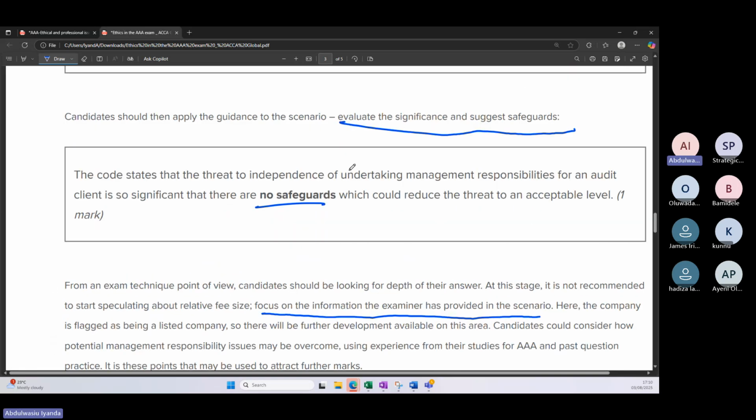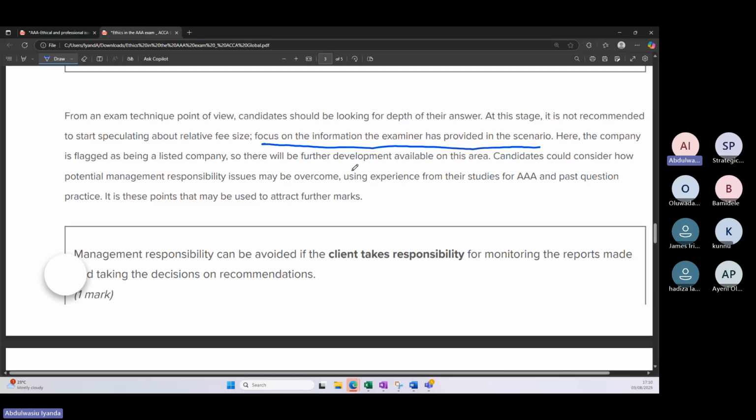So you suggest one, and the final thing, let's walk through it together. Here, the company is flagged as a listed company, so there will be further development available on this area. Candidates should consider how the potential management responsibility issue may be overcome using experience from their study for AA and past question practice. So the examiner is also advising you to use the experience from your studies, which at least this is just the beginning. By the time we get to practice management, we'll talk about a lot of these things, and it will be like we are revising ethical and professional issues.